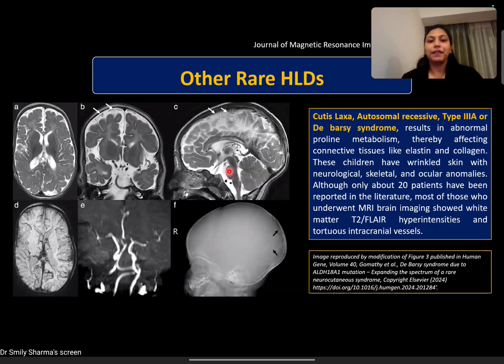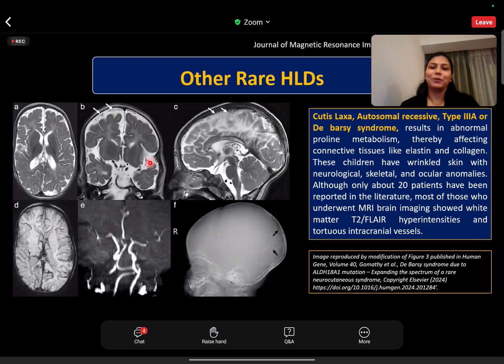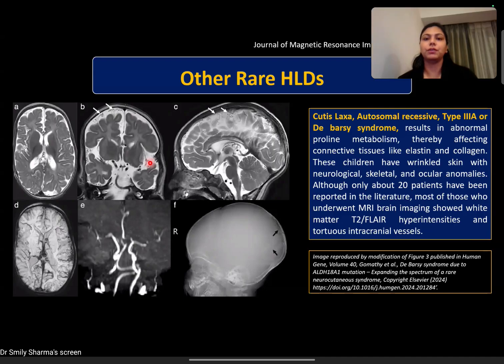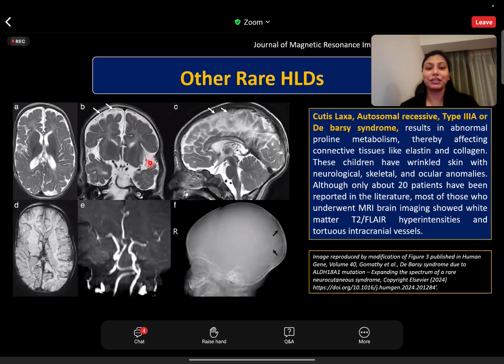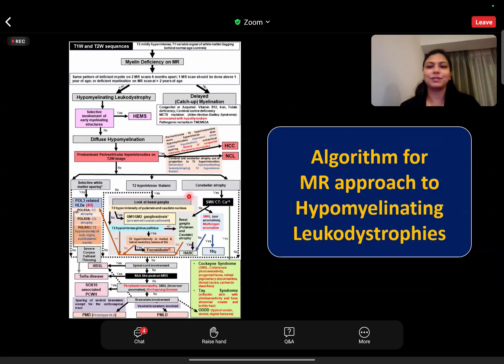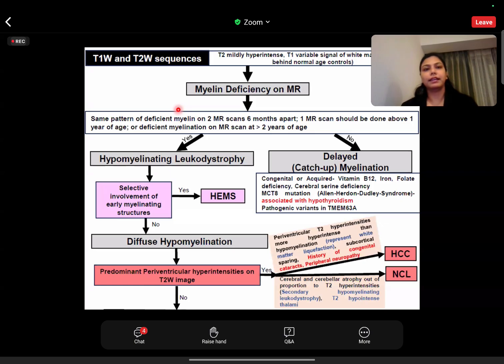So we have covered various hypomyelinating leukodystrophies. I know it was overwhelming, but at least some patterns we should remember. And this is one algorithmic approach, which again is very complex, but if you keep it while reporting, it may be helpful. We have used this algorithm and we have been able to give some of the specific differential diagnosis.